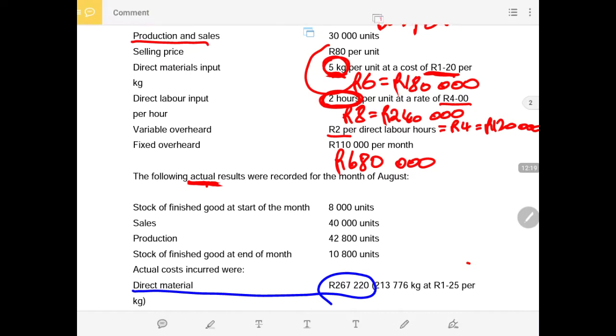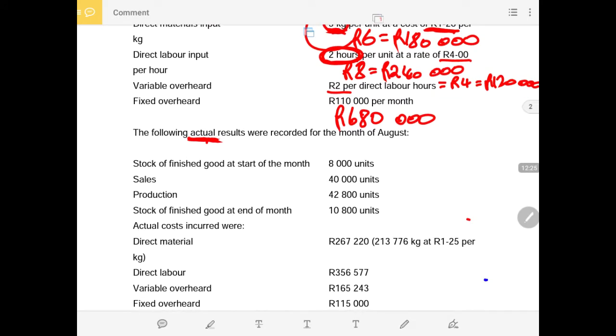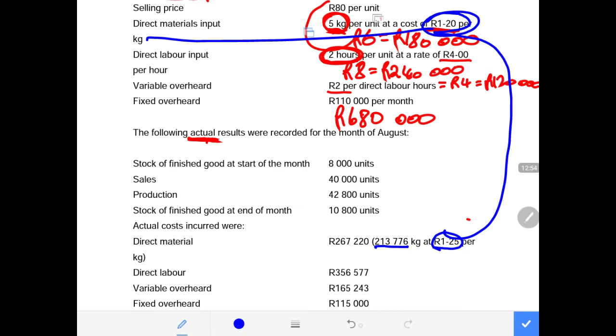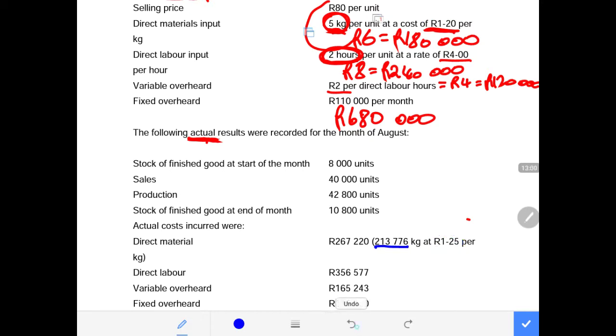Then we continue on that same note, and we are provided with the quantity of material that was purchased. Now we are told that the company bought 213,776 kgs at 125 cents per kg. So now we bought material at 125 cents. But previously we budgeted that the cost to buy 1 kg of material will be 120 cents. We anticipated 120 cents per kg, but now it becomes 125 cents.